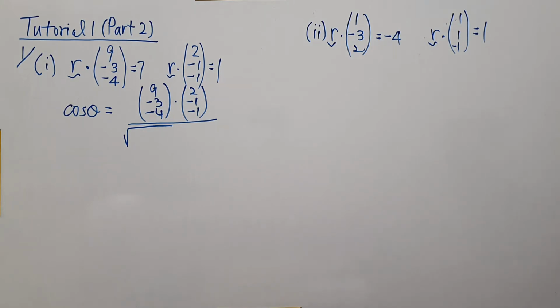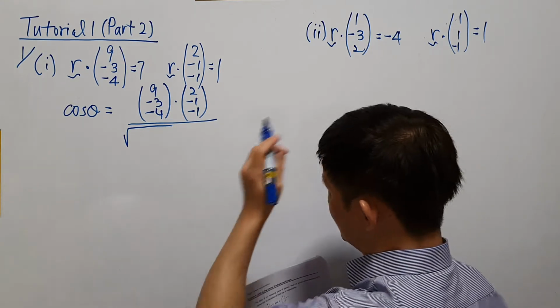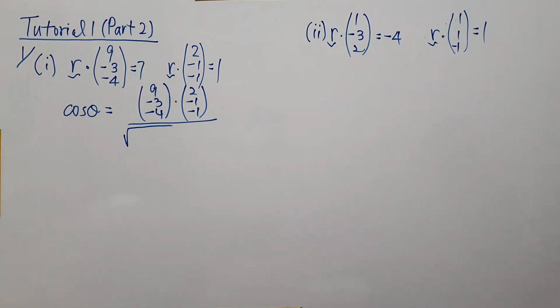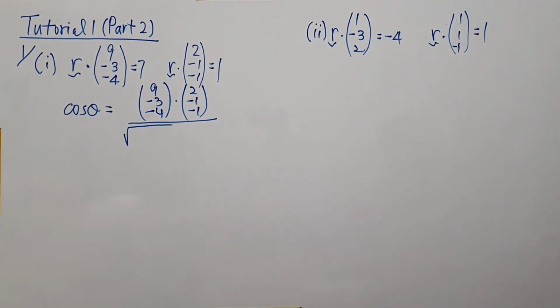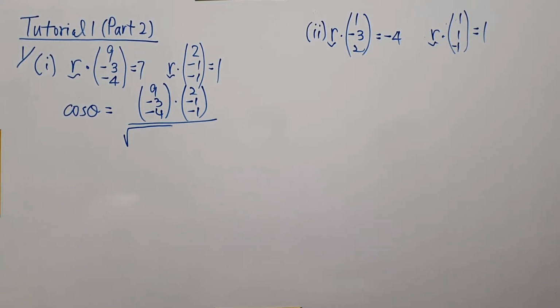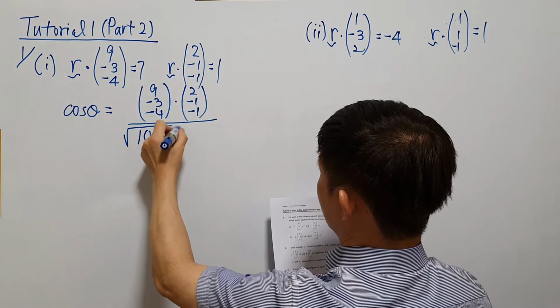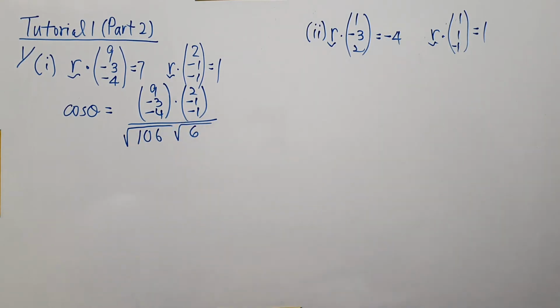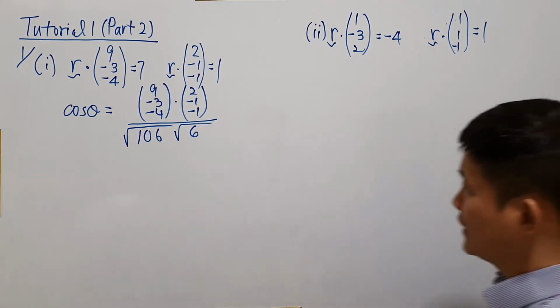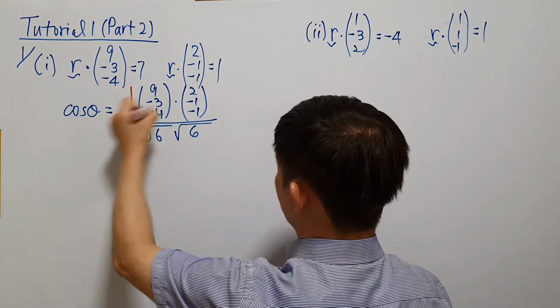So I'll find the magnitude of the vector (9, -3, -4). It gives me root 106. Let me check again: 81 plus 9 plus 16. Okay, 106. Indeed, this is root 106, and this is root 6. But to find the angle between 2 planes, you must always make sure that it turns out to be an acute angle. So you need the modulus on the numerator.